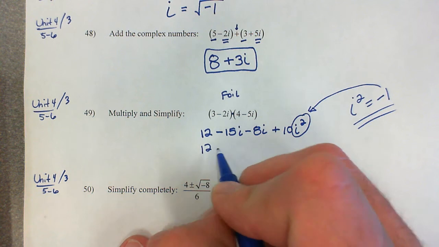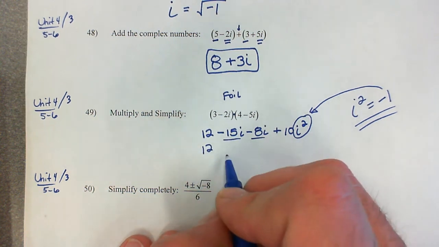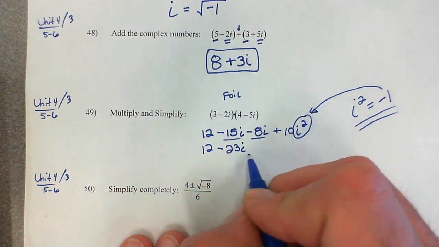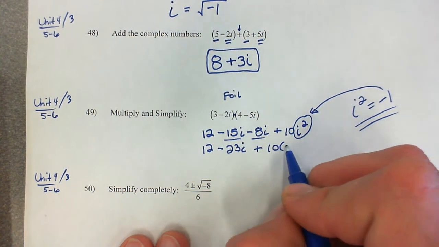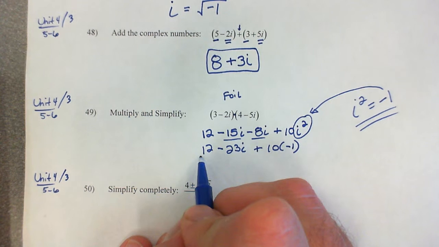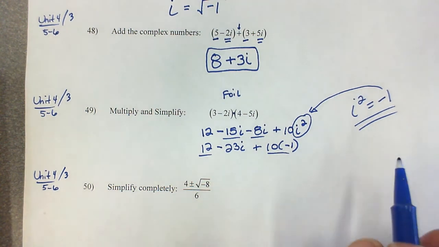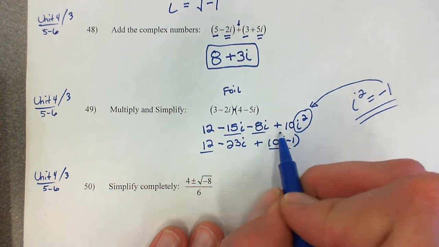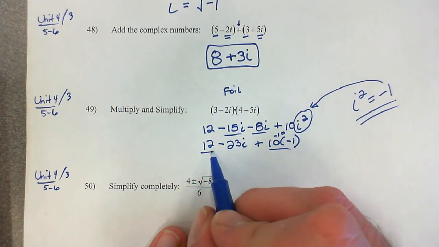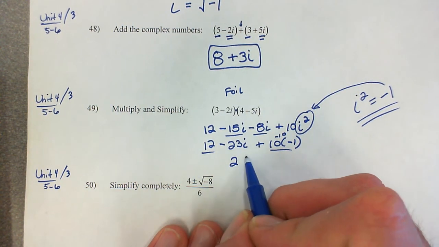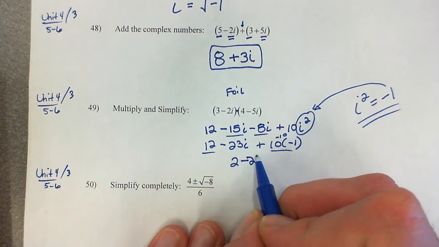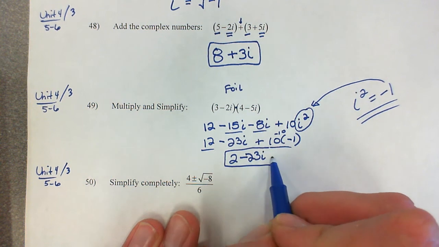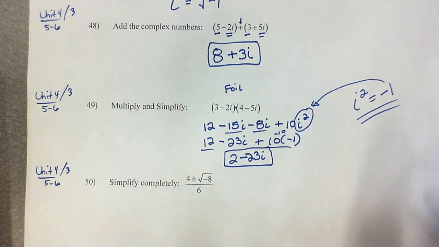So, starting to combine like terms, this is 12. These i's combined together get you -23i. But then this is plus 10 times -1. So now this 12 can combine with this 10 times -1, which is actually -10. So this is -10, combined with the 12, which gets you 2 minus 23i. And then that's simplified.